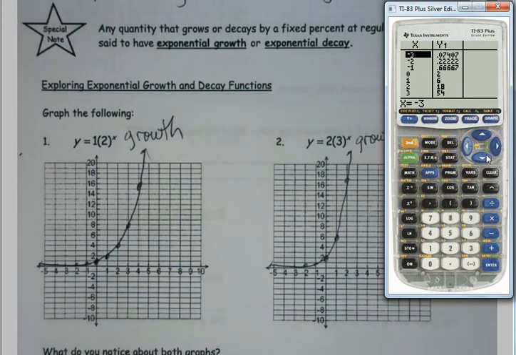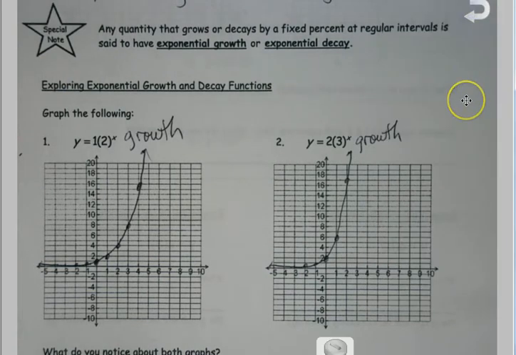Now I notice this one's a little steeper. It goes up a little faster. So a couple of things I could notice about this. And then we'll talk a little bit about how I could do this if I didn't have one of the graphing calculators, because I still can.